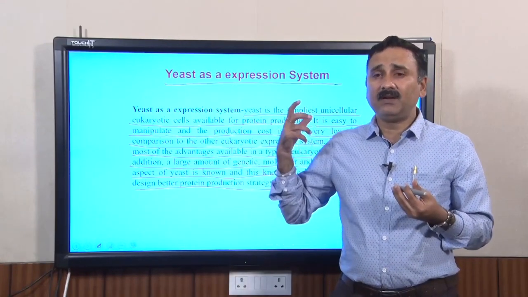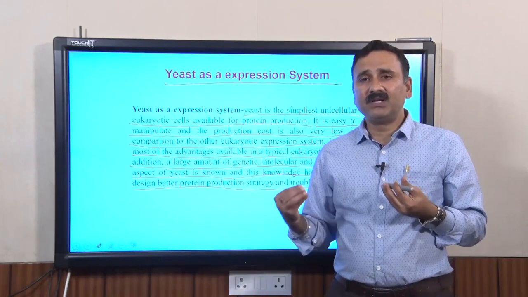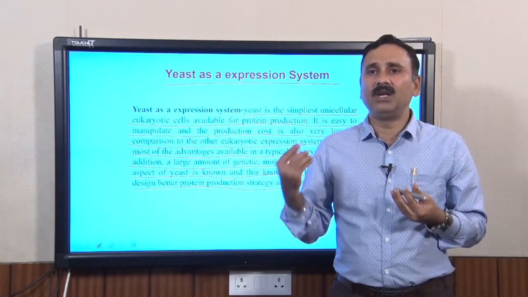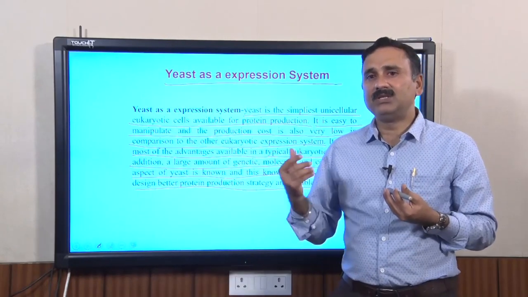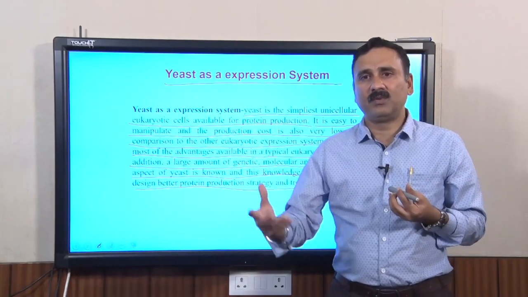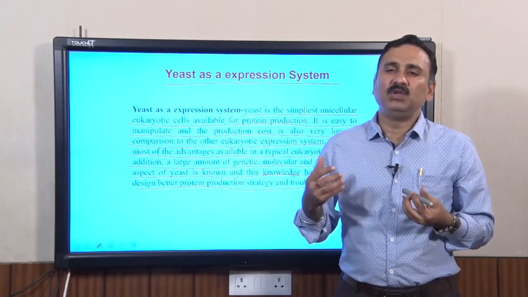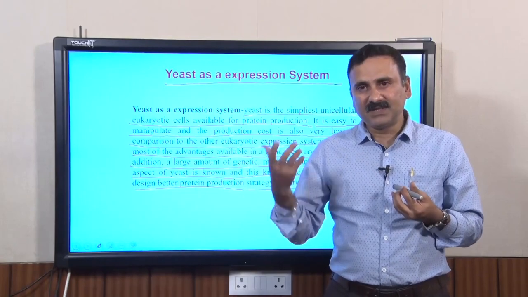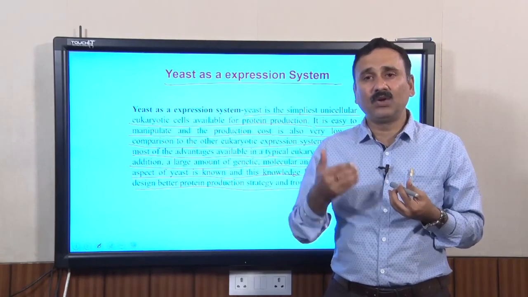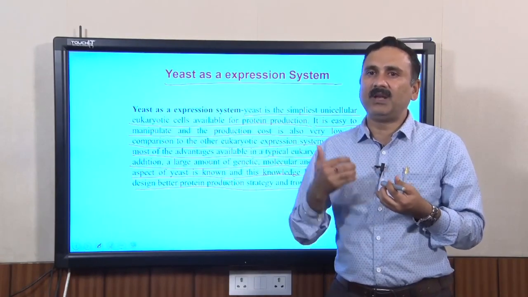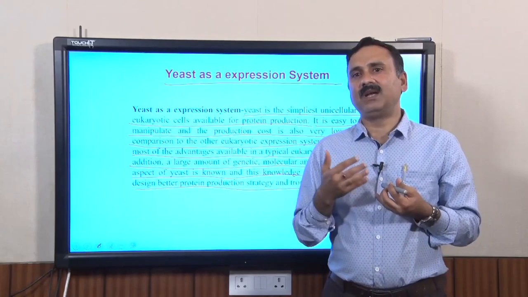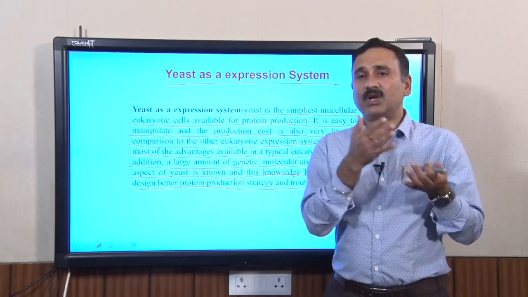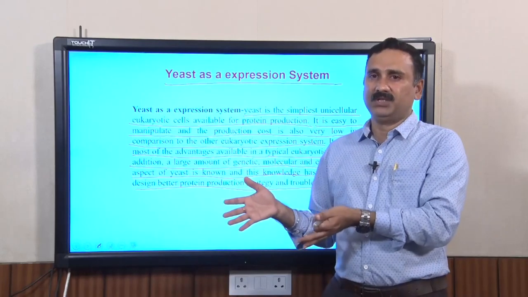We have very in-depth knowledge about the biochemistry of these cells, as well as each and every minute detail of the molecular biology protocols or strategies which you can use to manipulate the yeast as an expression system. As a result of this, people are using yeast very extensively for producing proteins which require the eukaryotic machinery.